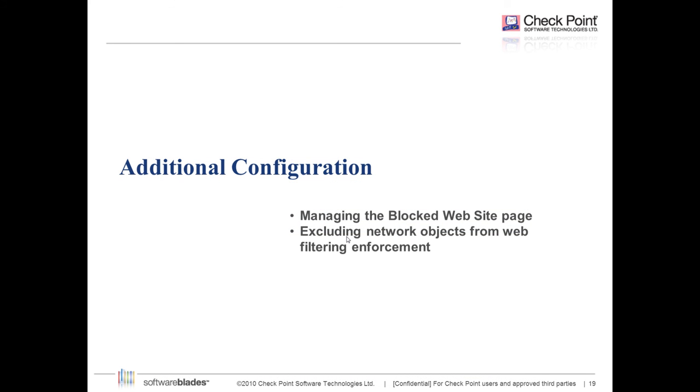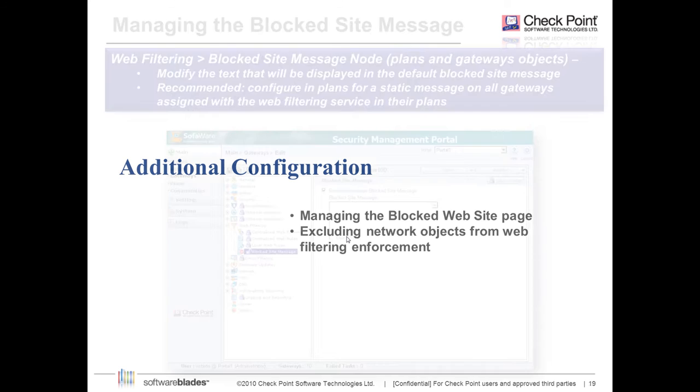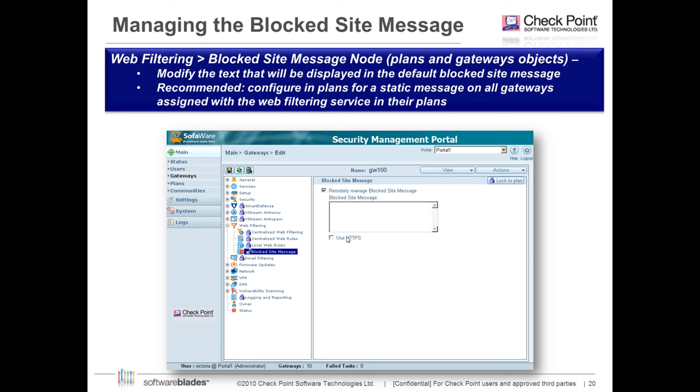Additional configuration: managing the blocked website page and excluding network objects from web filtering enforcement. Managing a blocked site page. Under web filtering, blocked site message node, under plans and/or gateways, you can modify the text that will be displayed in the default blocked site message. It's recommended to configure in plans for a static message on all gateways assigned with the web filtering service in their plans.